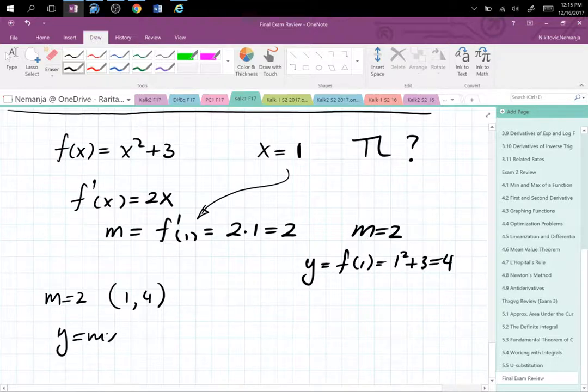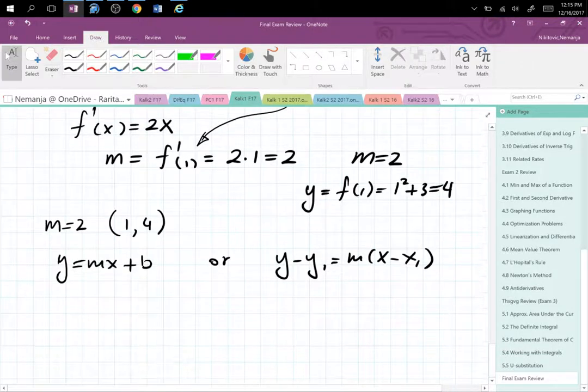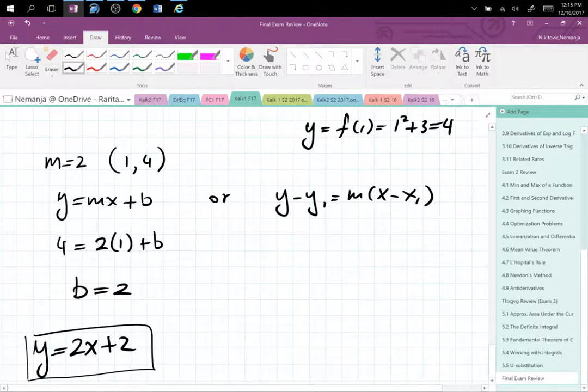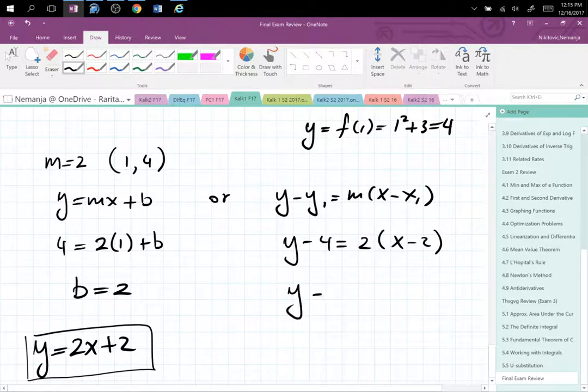You can use y equals mx plus b, or you can use y minus y1 equals m times (x minus x1), whatever you like. If you're using mx plus b, y is 4, m is 2, x is 1, plus b, from where b is clearly 2. So y equals 2x plus 2 is your tangent line. If you're using the other form, you will have y minus 4 equals 2 times (x minus 1), which is 2x minus 2, so y equals 2x plus 2.